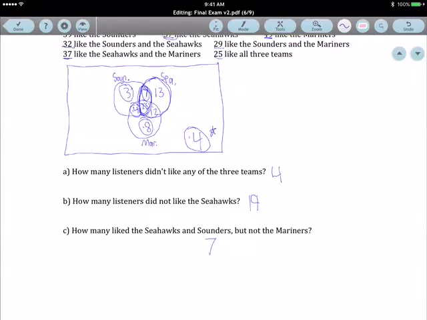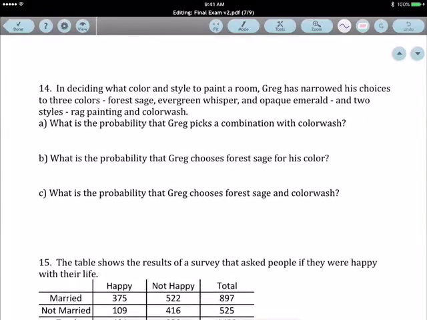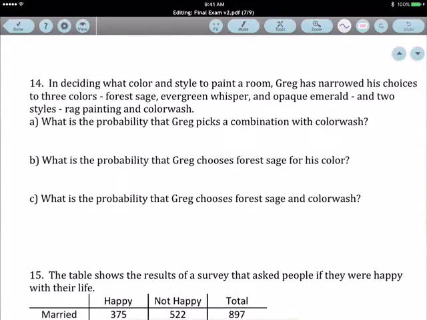All right. So then we get into some basic probability problems from section 8.3. This is one that came straight out of the book. The A, B, and C are different than what's in the book, but the problem is coming out of the book. In deciding what color and style to paint a room, Greg has narrowed his choices to 3 colors: forest sage, evergreen whisper, and opaque emerald, and 2 styles: rag painting and color wash.